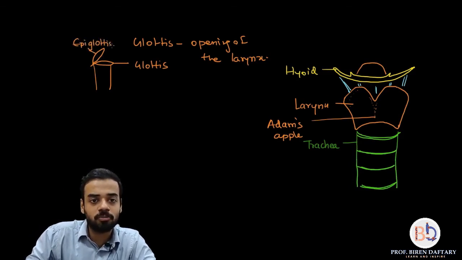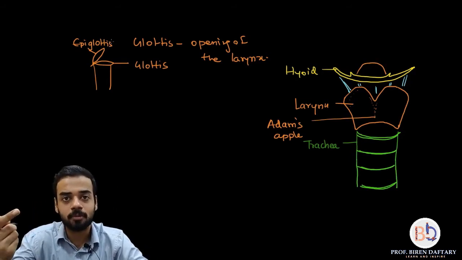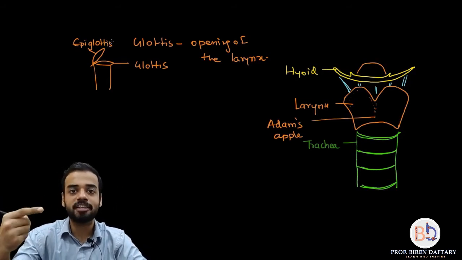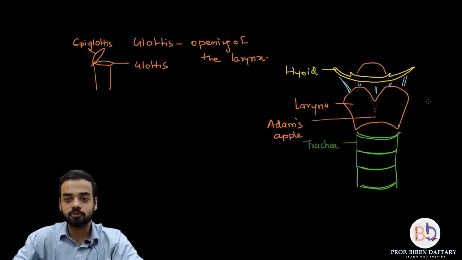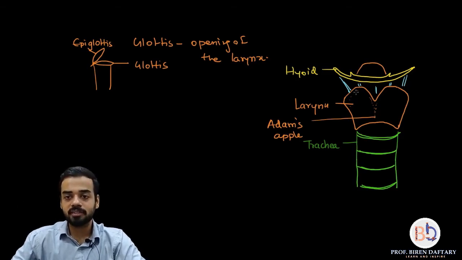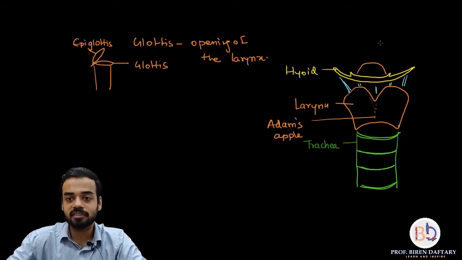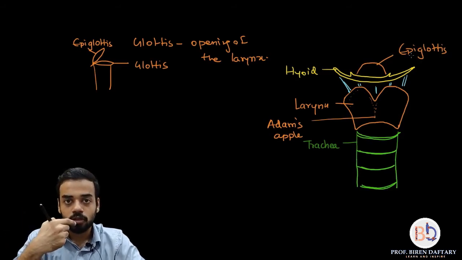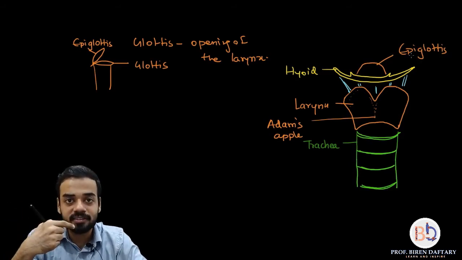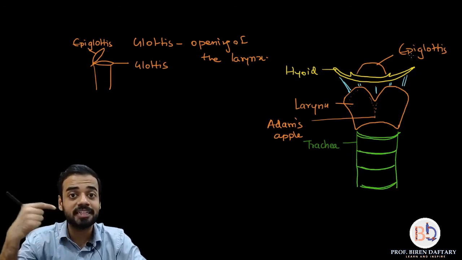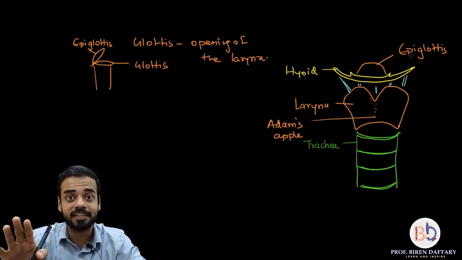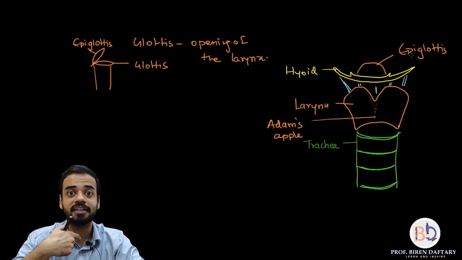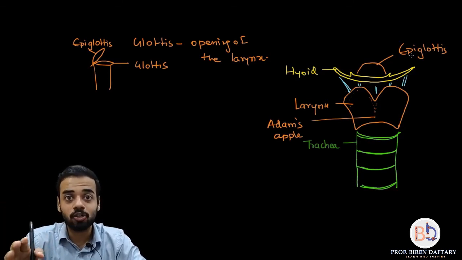In biology, epi normally means above, and sub means below. So epiglottis means a part which is above the glottis. If you see this diagram, this surface is the glottis, and this portion is called the epiglottis. What is the function of the epiglottis? When you are swallowing, the food passes through the oropharynx, the laryngopharynx, and then into the esophagus, not into the larynx. Because if the food goes into the larynx, you will choke. You don't want that to happen.